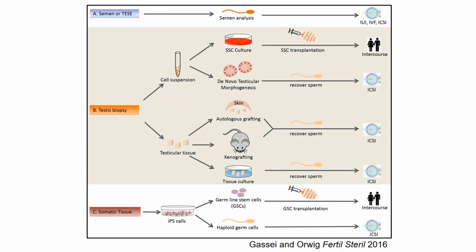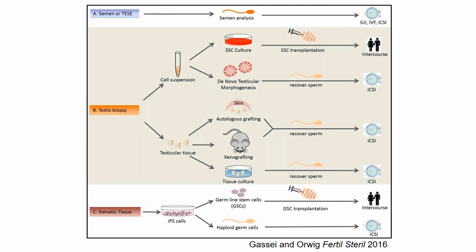And looking perhaps even further in the future, one day it might be possible to take a skin biopsy or a blood sample and convert those samples into what we call induced pluripotent stem cells, or iPSCs, that then can be converted either into transplantable spermatogonial stem cells or into haploid sperm that can be used to fertilize an egg by ICSI.